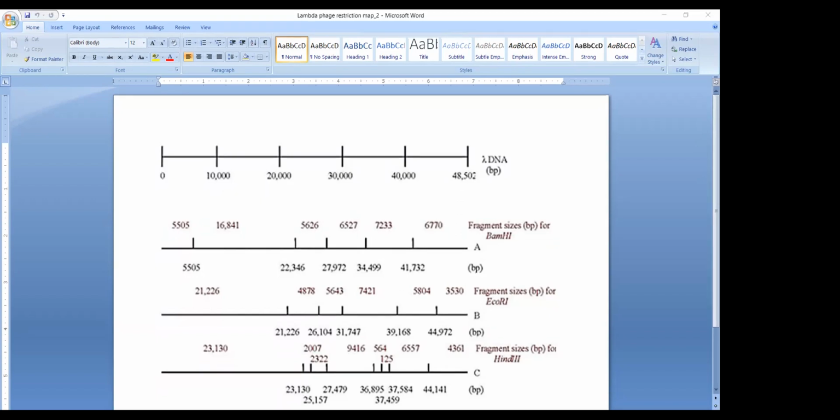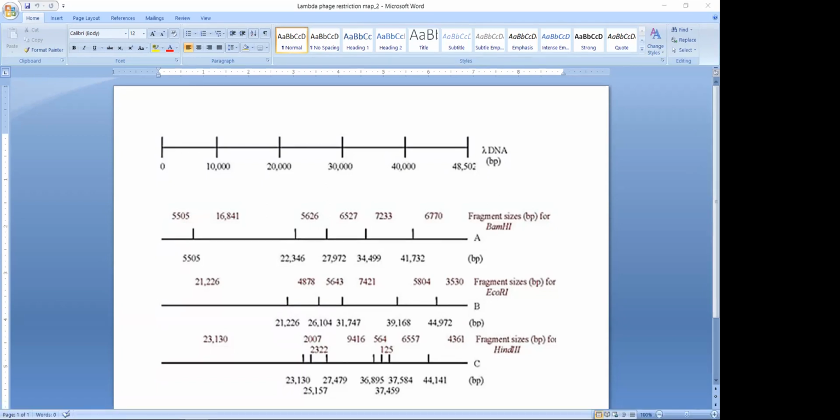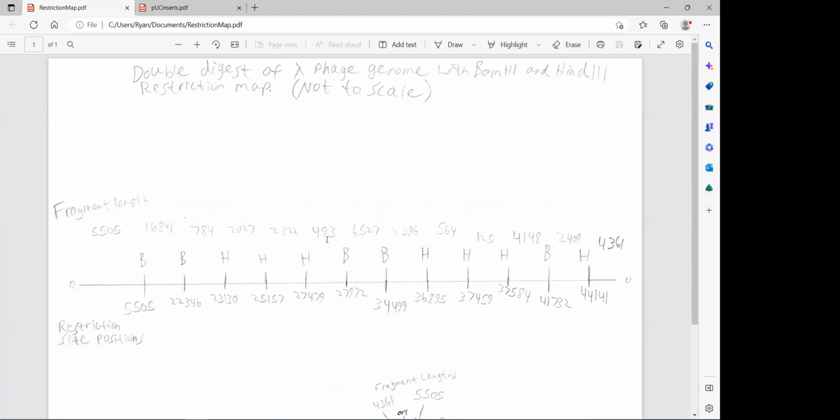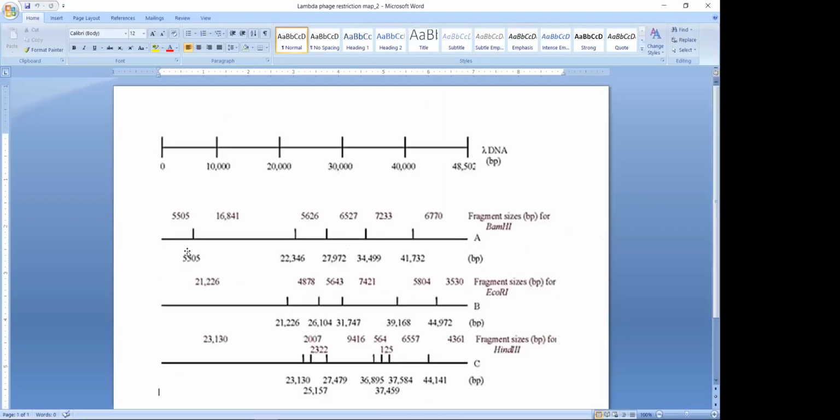Wait, let's see if I can share a different one. New share. Okay. So when you combine, it should look like this. So the first 2 were BAM, because on the original, the first 2 in order are BAM and BAM. Yes, 5,000. So basically he wanted us to put them all in order on one line.